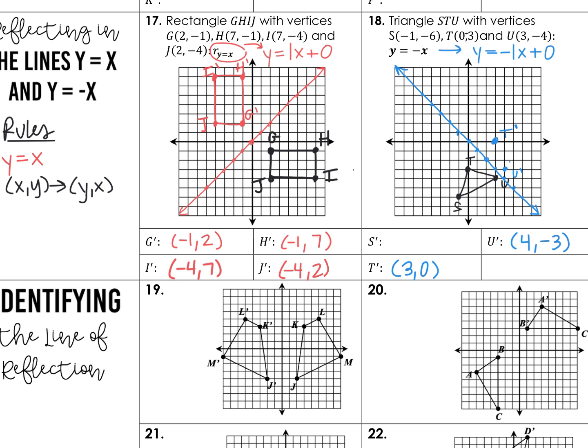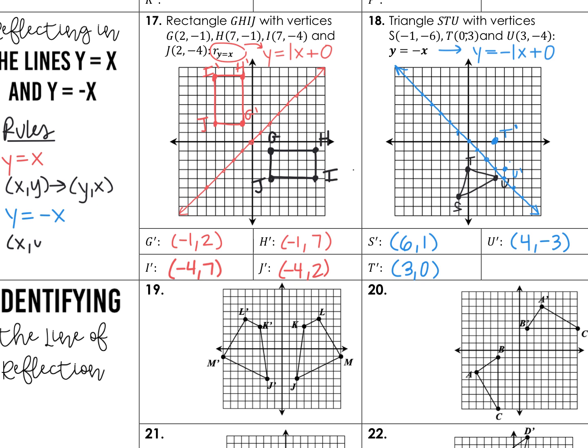So this one's a little interesting. Look at U. It was 3, negative 4. It flipped, but then what else did it do? The signs changed because it's negative. So because you're reflecting over a negative line, the signs will also flip. So we're going to do this one with a rule. S prime, I would flip that and change signs. So that would make it become 6, positive 1. So write the rule out to the side. Here's the rule for flipping over a negative line.